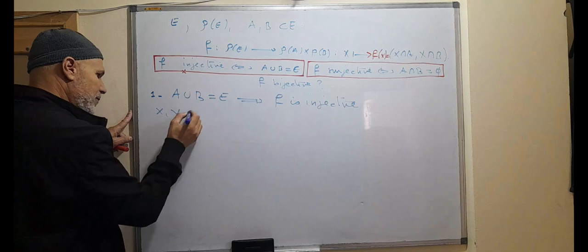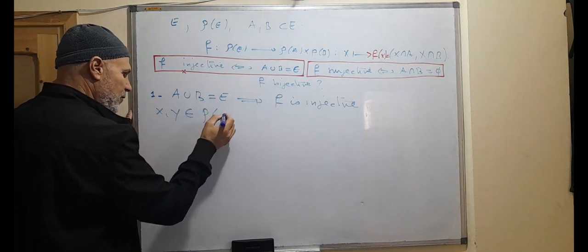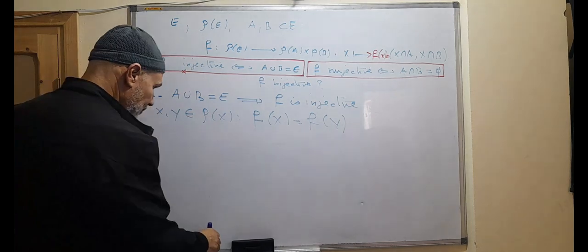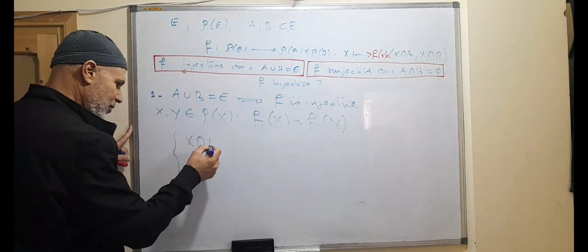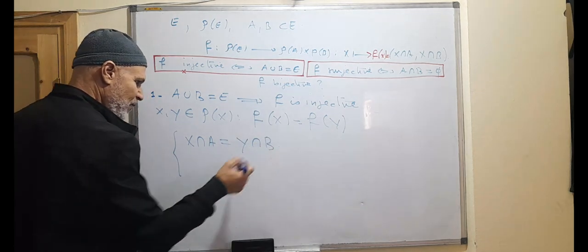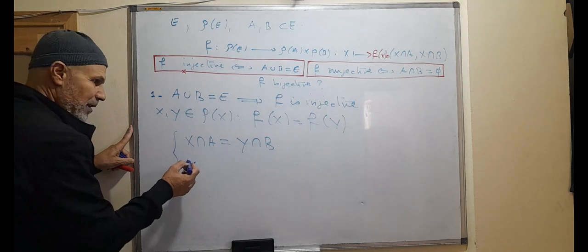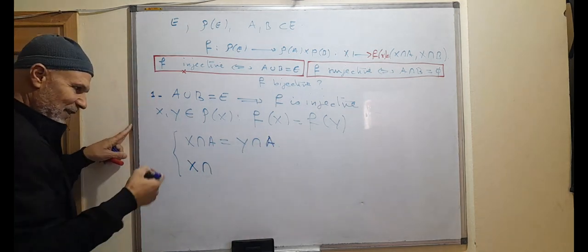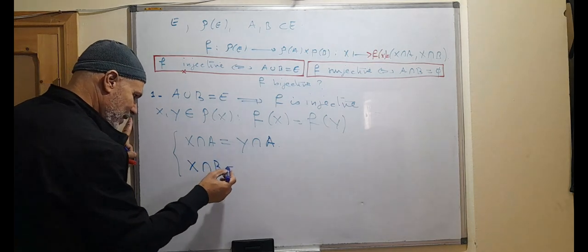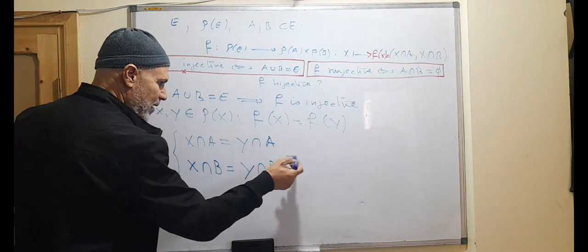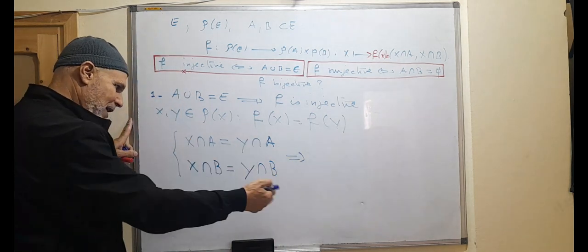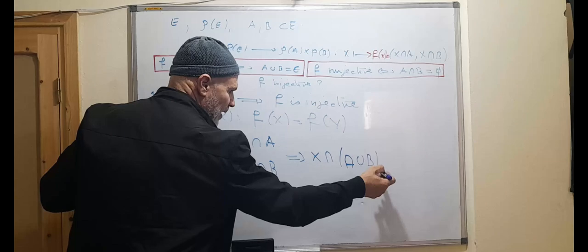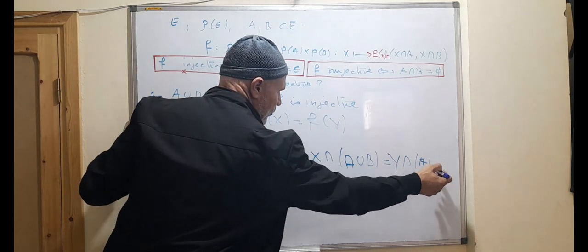Let X and Y be two elements of P of E, such that F of X equals F of Y. This means that X intersection A is equal to Y intersection A, and X intersection B is equal to Y intersection B. This implies that if we take the union between them, we get X intersection A union B equal to Y intersection A union B.